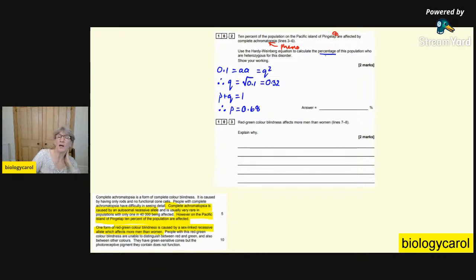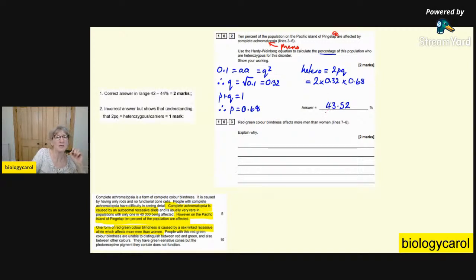We can now work out the proportion of heterozygotes using 2pq. 2 times 0.32 times 0.68. Now that will only give us the proportion of the population, not the percentage. We have to times that by 100 to get the percentage, 43.52, which is right.